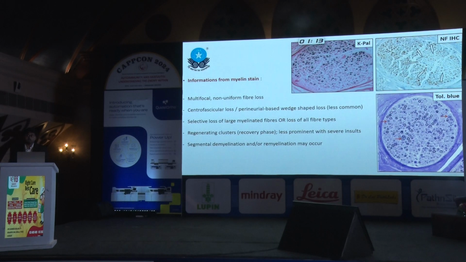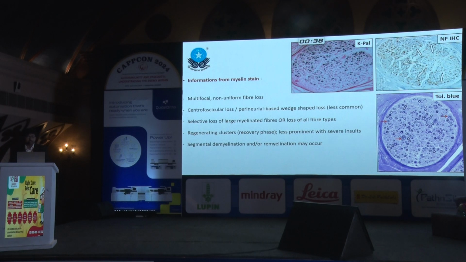What information do we get from myelin stain? Often there is no inflammation in the nerve biopsy. We have to confess something. So there are some hints to vasculitic neuropathy. Myelin is routinely assessed on nerve biopsy using the K-Pearl or Kulchitsky-Pal stain. It shows multifocal non-uniform fiber loss with great intrafascicular and interfascicular variability of fiber loss. Usually centrofascicular loss or perineurial based wedge-shaped loss, as highlighted here using the neurofilament IHC.